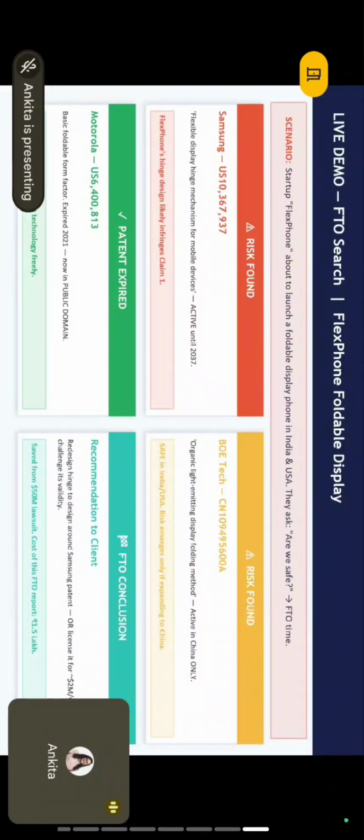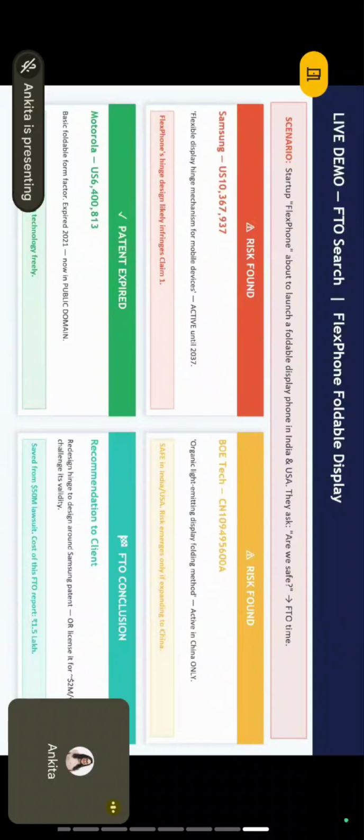This is another example. Here also, there is a startup company, FlexPhone. They're about to launch a foldable display phone in India and US. This is an example of FTO search. Let's suppose the company came to us and they make a foldable display phone, and they want to launch this product in India and US. They ask us, are we safe? So here is the time to do FTO search.